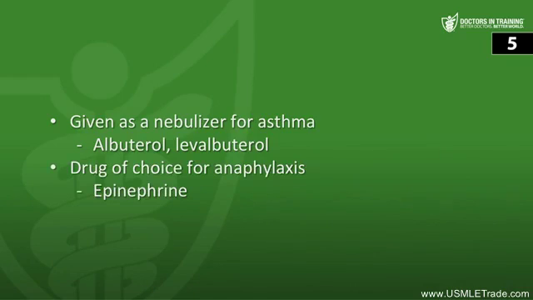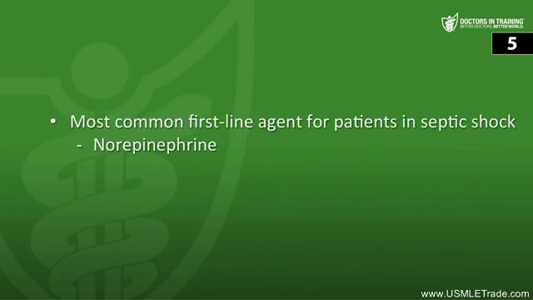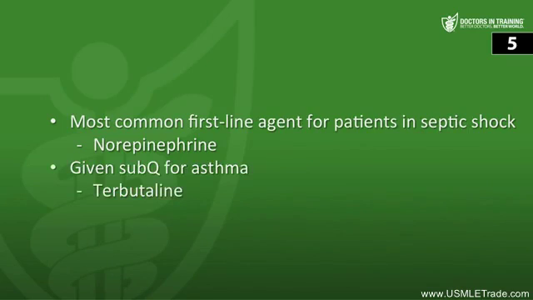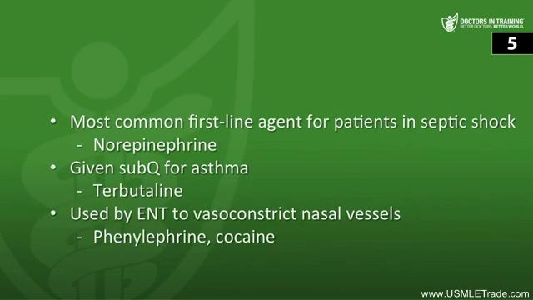Drug of choice for anaphylaxis, remember that's going to be that epinephrine. Remember those EpiPens that you can stab yourself with. Most common first-line agent for patients in septic shock, usually that's going to be norepinephrine. Given sub-Q for asthma, that's going to be terbutaline, but also given sub-Q to stop labor is going to be that terbutaline. And then used by ENTs to vasoconstrict nasal vessels could either be phenylephrine, or you could also maybe put cocaine there, but people aren't using that quite as much as they did before.